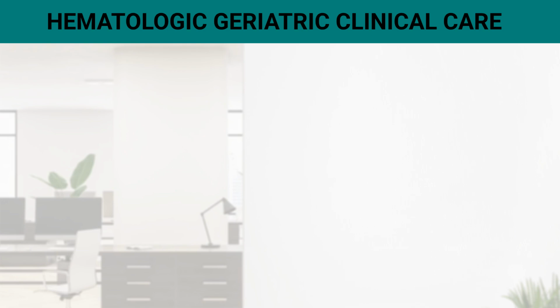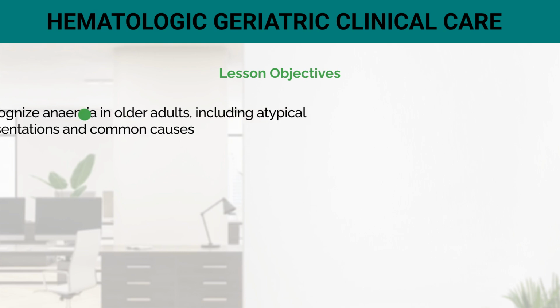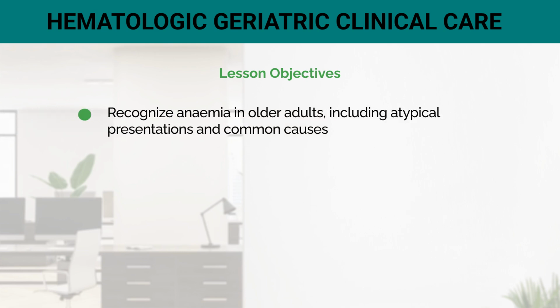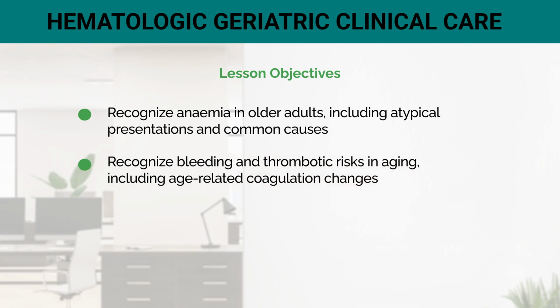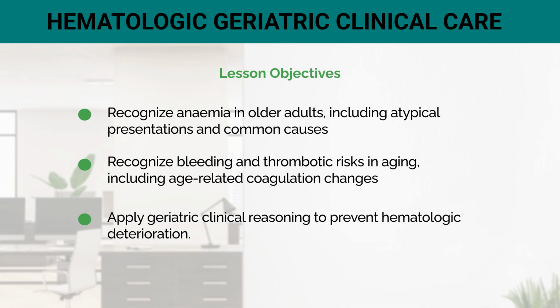By the end of this session, the learner will be able to: 1. Recognize anemia in older adults, including atypical presentations and common causes. 2. Recognize bleeding and thrombotic risks in aging, including age-related coagulation changes. 3. Apply geriatric clinical reasoning to prevent hematologic deterioration.